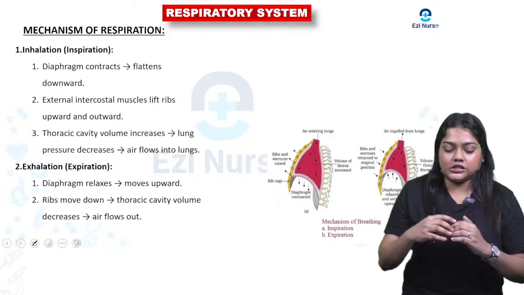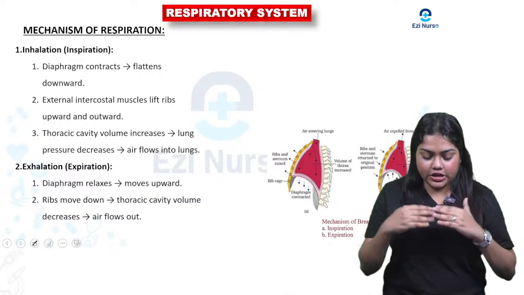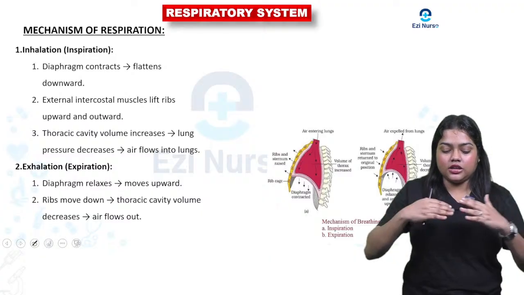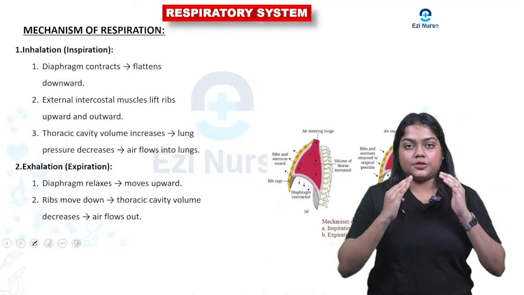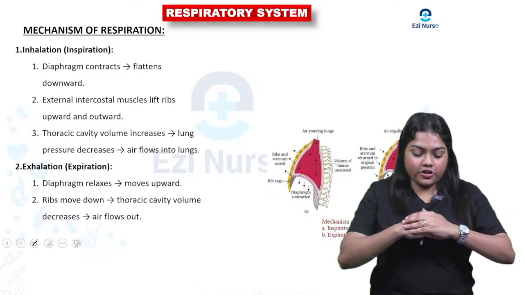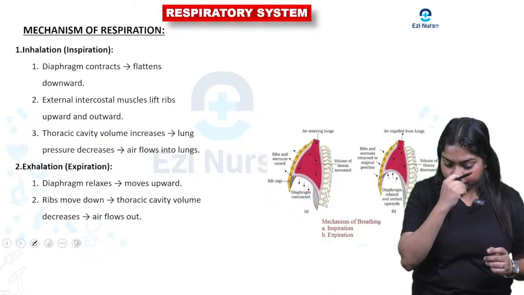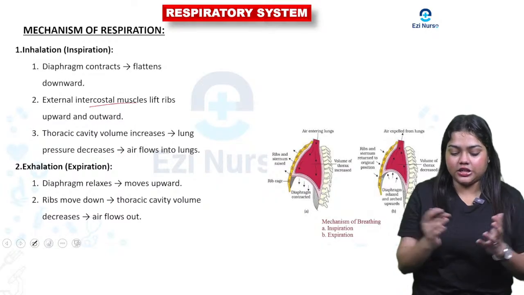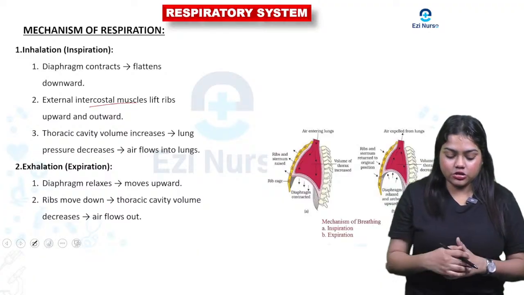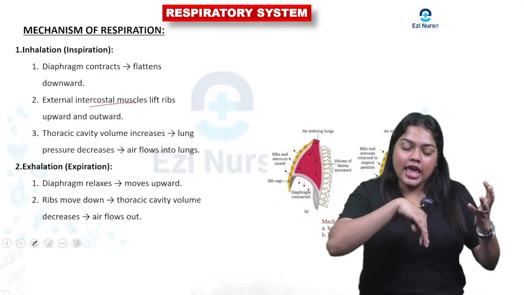First, the diaphragm will contract and flatten downwards, and the external intercostal muscle will contract. This is expansion. So what will happen? The lungs can expand. The external intercostal muscle lifts the ribs upward and outward, and the thoracic cavity volume will increase. So the lung pressure will decrease and airflow into the lungs can happen.